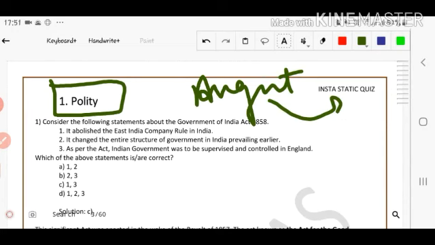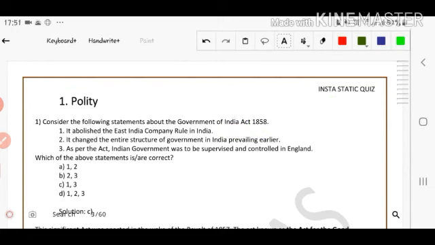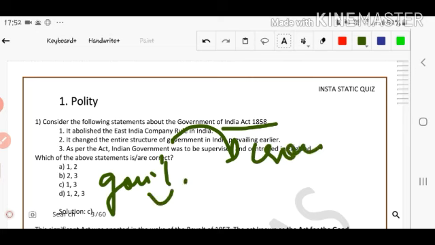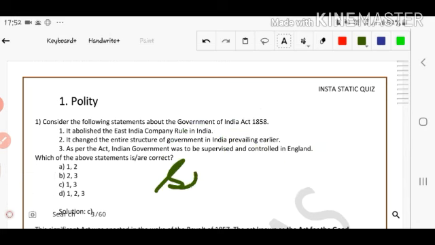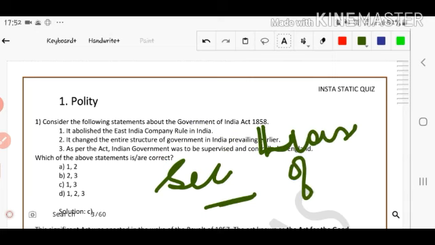Let us discuss the first question of today, related to polity, the Government of India Act of 1858. Why is it so important? The Act gave the complete authority of the Crown over India. The whole East India Company power is gone, and it created the Secretary of State, who sits in the House of Lords in the British Parliament, right?